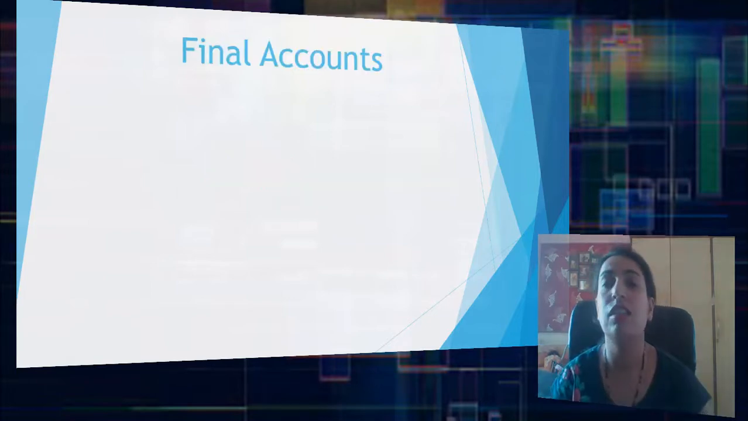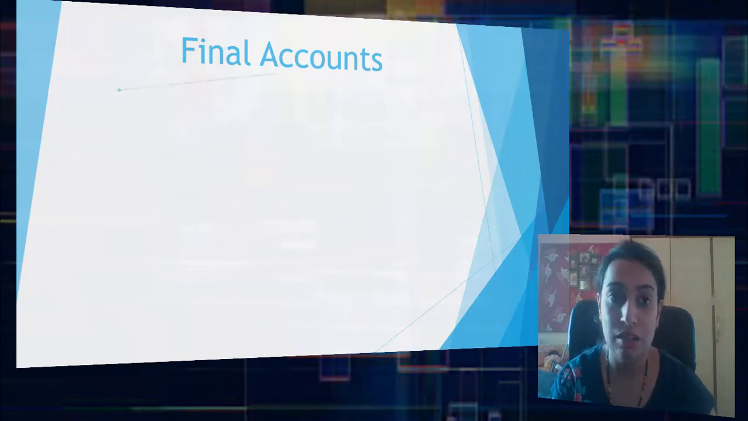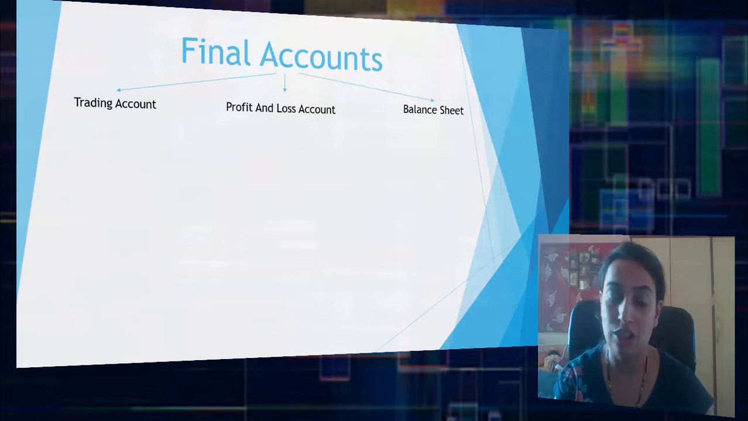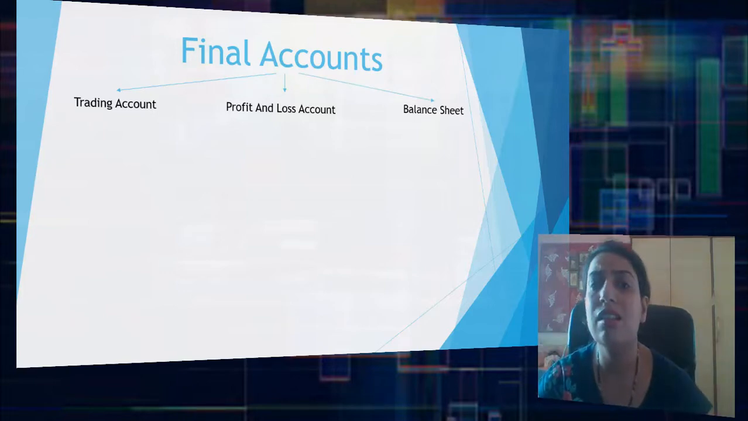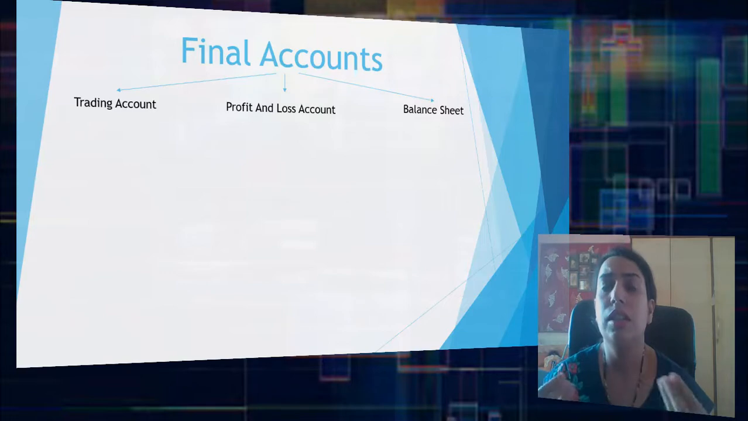Alright. So starting with, final accounts is divided into three parts: trading account, profit and loss account, and your balance sheet. Now, to make it more simple, let's just start with an example. Let's assume that today I want to start up with a factory. Let's assume that I'm starting with a clothing mill.